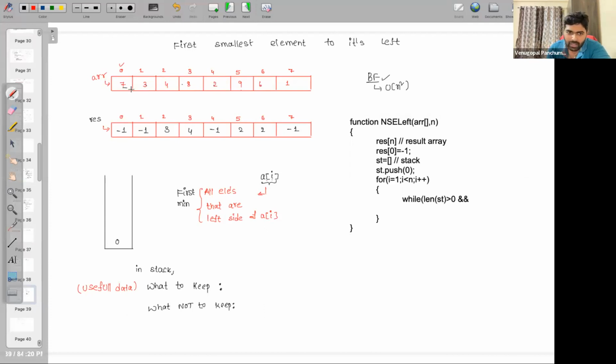Always the story will be, you check array of I. Currently your I is here because the first day was completed. So currently I is here. So compare array of I versus the topmost element that is present in the stack. What is the topmost element present in the stack? 7. Not 7, the index of the 7 that is present here.